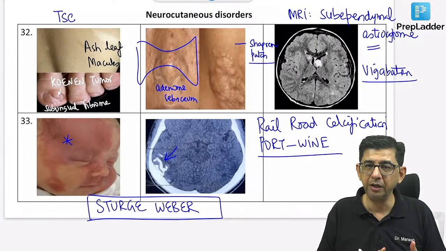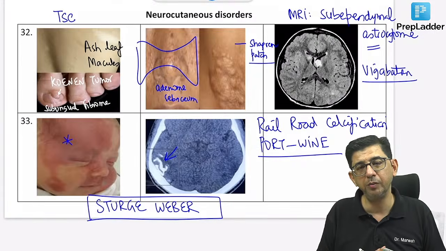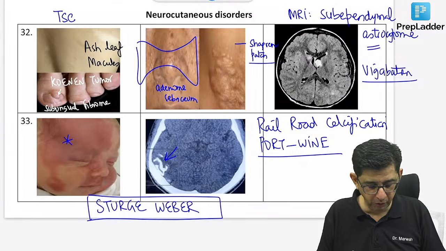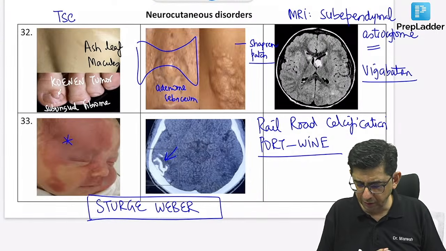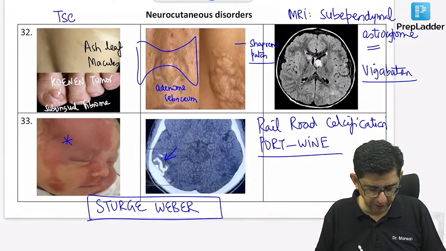Along with this, even eye involvement can be seen. The usual eye involvement that is seen in this patient would be glaucoma or buphthalmos. Yes, that would be a tram track appearance or a railroad calcification. Great.